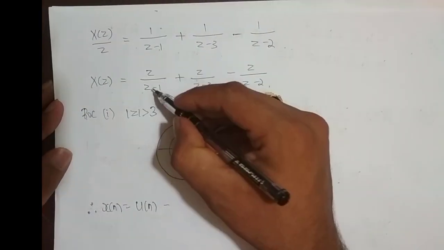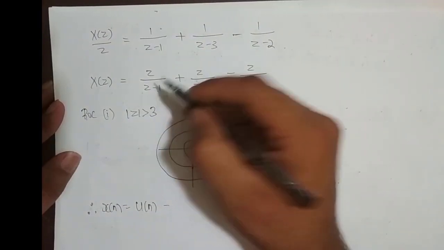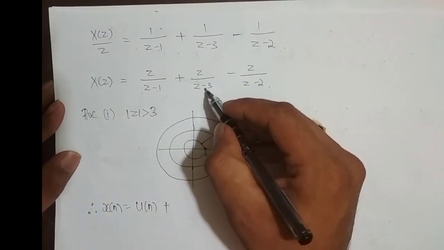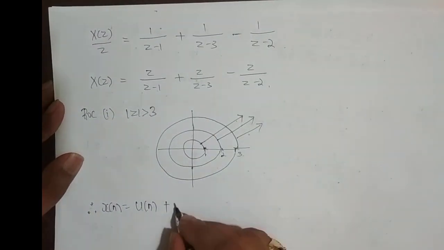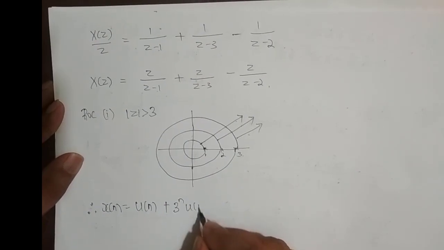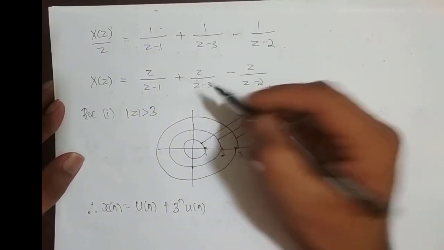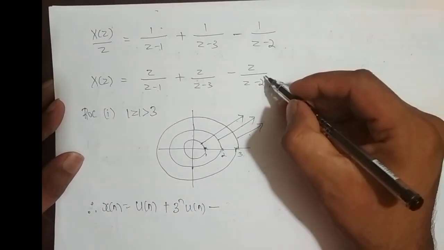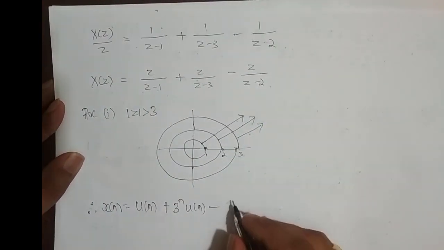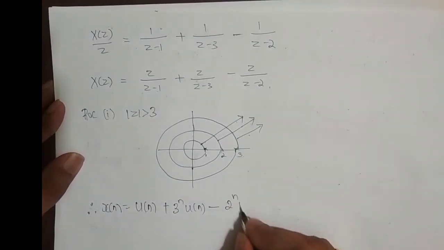Because the Z transform of u of n is z divided by z minus 1. Plus, what is the inverse Z transform of this if it is a right sided sequence? It is 3 power n u of n, right? Because the inverse Z transform of z divided by z minus a is a power n u of n. So minus, what is the inverse Z transform of this if it is a right sided sequence? It is 2 power n u of n.